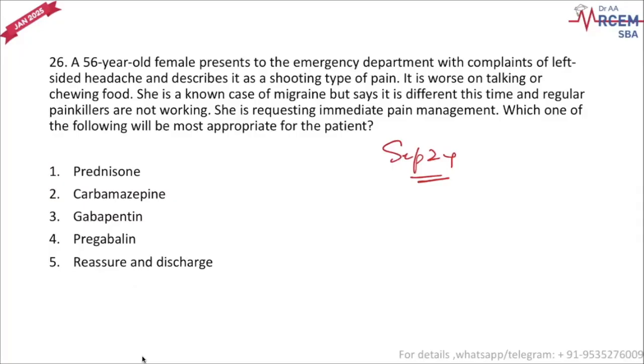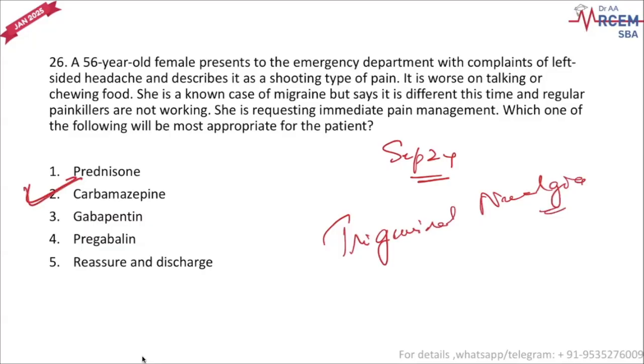She is requesting an immediate painkiller. Which one of the following will be the most appropriate? So what are we thinking here? We are thinking of trigeminal neuralgia. So the diagnosis here is trigeminal neuralgia, and the treatment choice is carbamazepine. Gabapentin and pregabalin are all second line drugs.